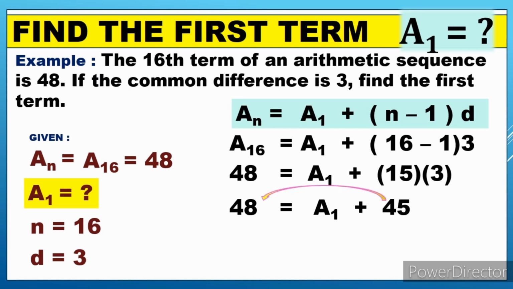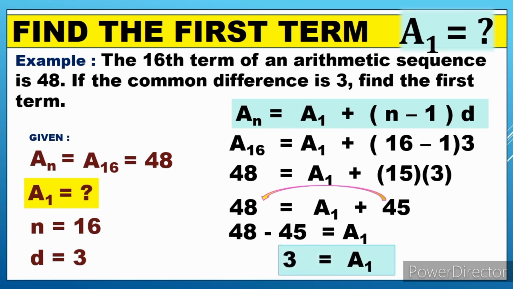Okay, now we solve for a sub 1. To solve for a sub 1, we can apply the addition property of equality, but this time I'm going to transpose 45 to the other side. So positive 45 will become negative 45. It will change the sign. So 48 minus 45 equals a sub 1. Then 48 minus 45 equals 3. So therefore, our first term is 3.